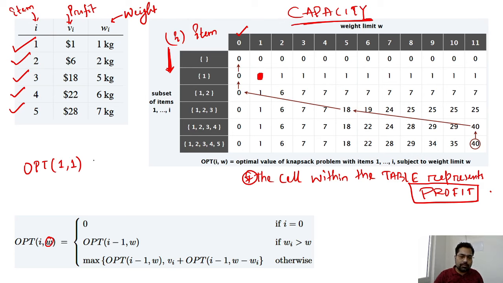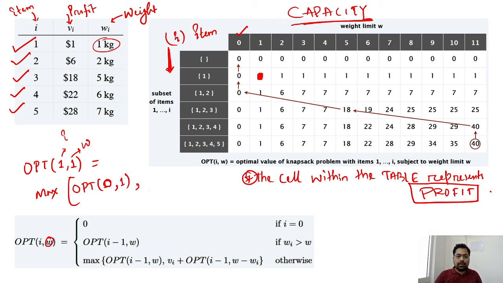In that case, what do we have to find out? Whether the weight assigned, 1 kg, is greater than 1 or not. It is not greater, it's equivalent, which means we will run this one. In this case, what we have to find is OPT of I minus 1. Previously I is 1, so 1 minus 1, which is 0. 0 comma W, where W is 1. We need to find the maximum.